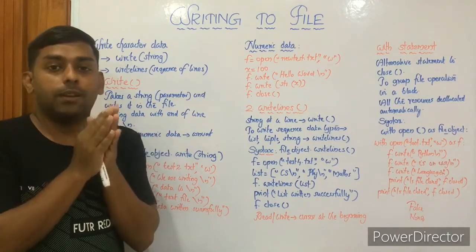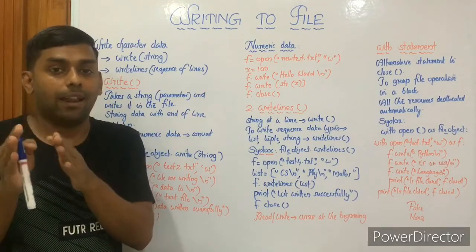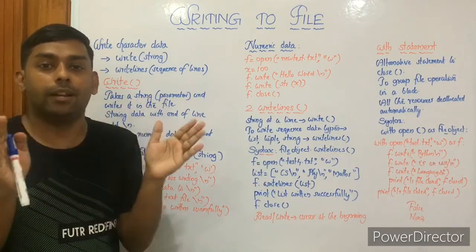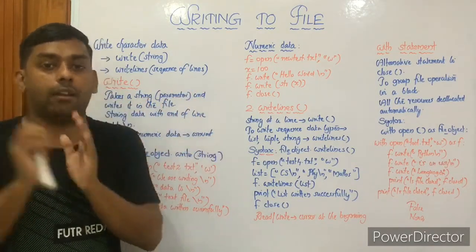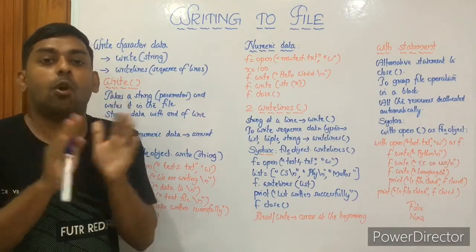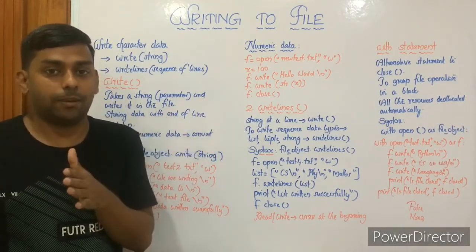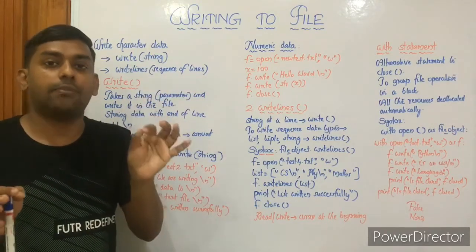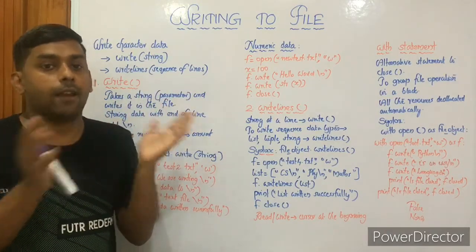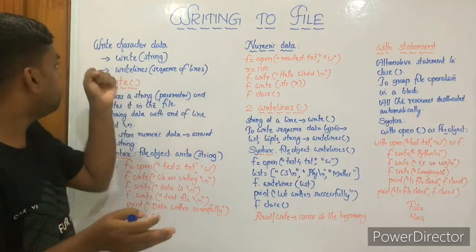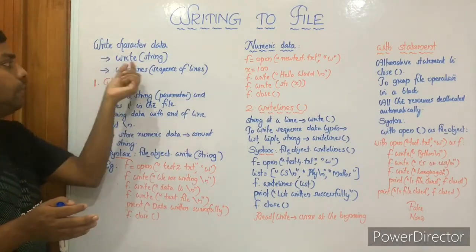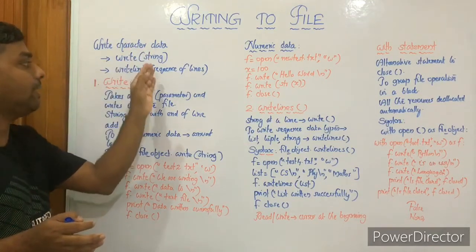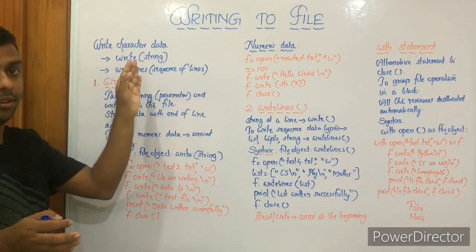So if the file and data exist, the existing content will be deleted and the new data will be added afresh. And if we do not have any file existing, the write method itself creates a new file and writes the data. To write character data we have two functions: write, which takes a string as parameter, and writelines, which takes a sequence of lines.